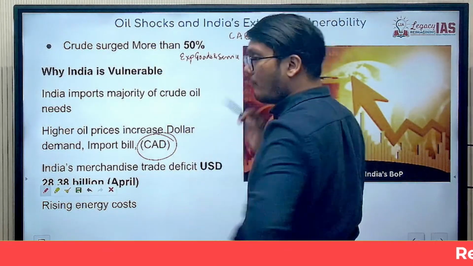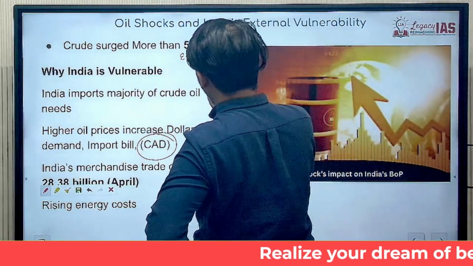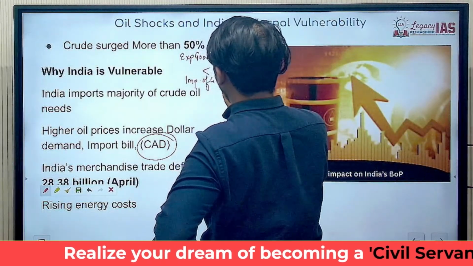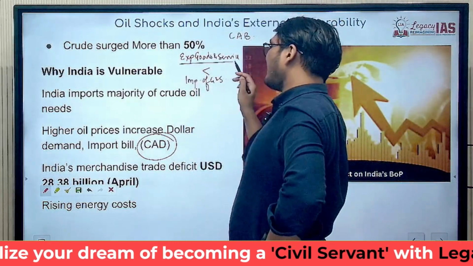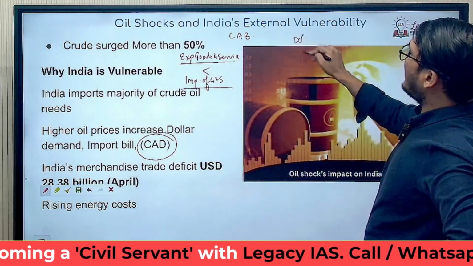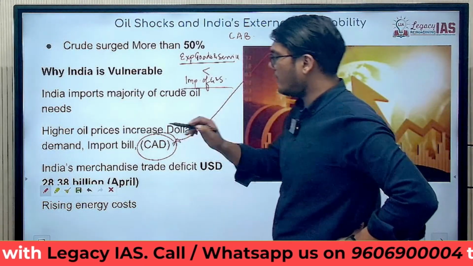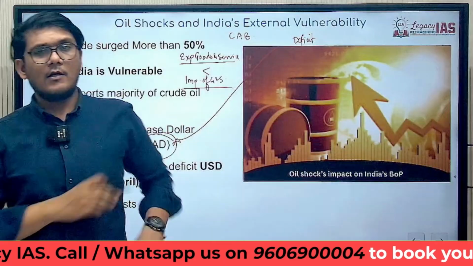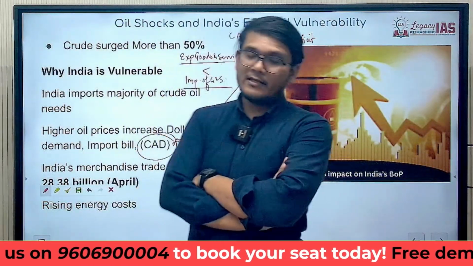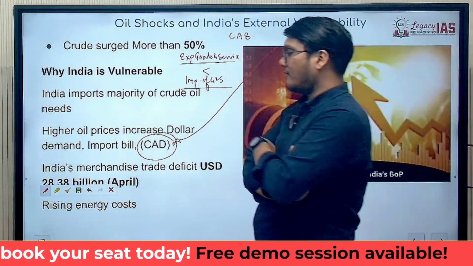and we import goods and services, right? So our exports of goods and services combined is less than our imports of goods and services. That means we earn fewer dollars than the dollars that we spend, as a result of which we are in deficit, and that deficit is known as the current account deficit, right? So when our import bills are increasing, so our import value is increasing, the export value is not increasing as such, as a result of which there will be an increase in the deficit.